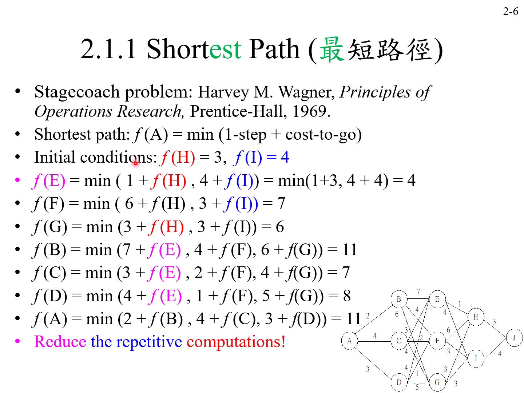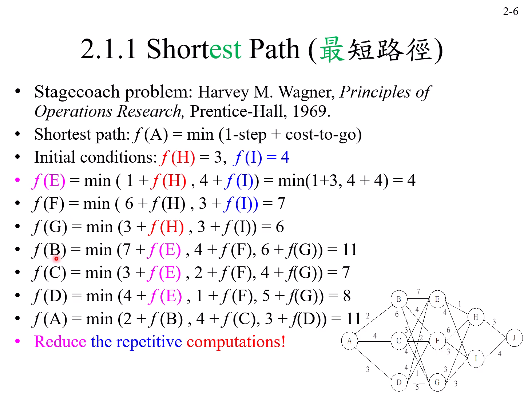So this is our initial condition. F of H is 3, f of I is 4. And the next one is f of E. We have two choices, right? One is one step, cost to go. And the second one is 4, cost to go. So we choose the minimum one, which is 4. And you repeat the computation for f of F and f of G.